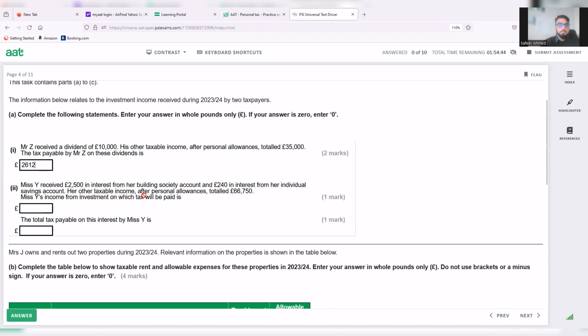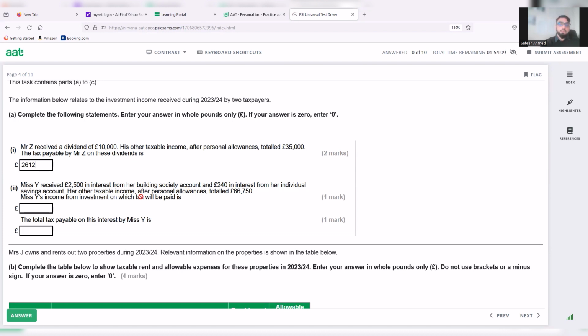Her other taxable income after personal allowance totals 66,750. In other words, she is a higher rate taxpayer. Miss Y's income from investment on which tax will be paid is... Now remember, any interest and dividend received from an individual savings account is tax-free anyway. But the other one, which is 2,500 in interest from our building society account, is taxable. So we're going to calculate how much tax it will be.